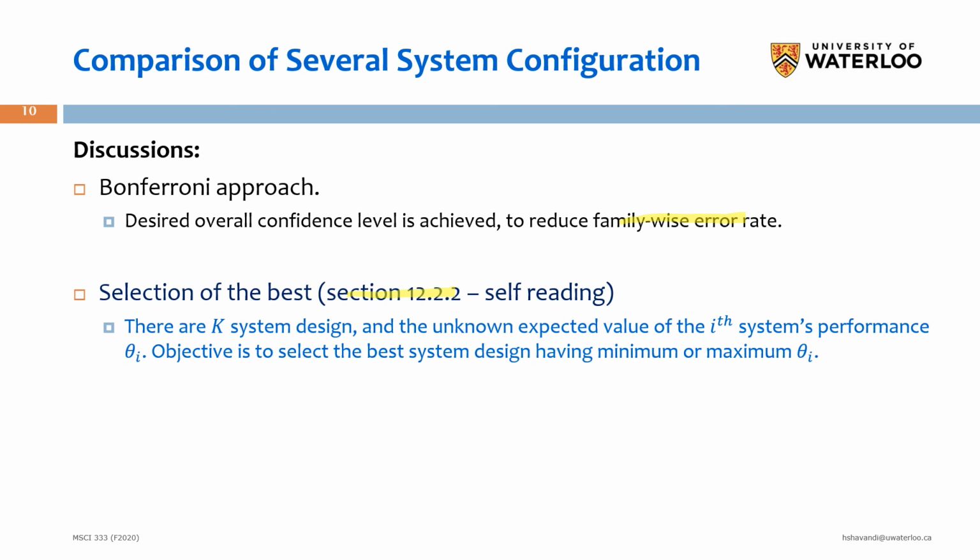And for your project, you can apply the comparison method if you have just 2 alternatives, or if you have more than 2 alternatives, you can apply the Bonferroni method. You don't have to follow the optimization approach, but if you do so, you will get a bonus mark. Okay, and that's it. We are done on chapter 12. Thank you.